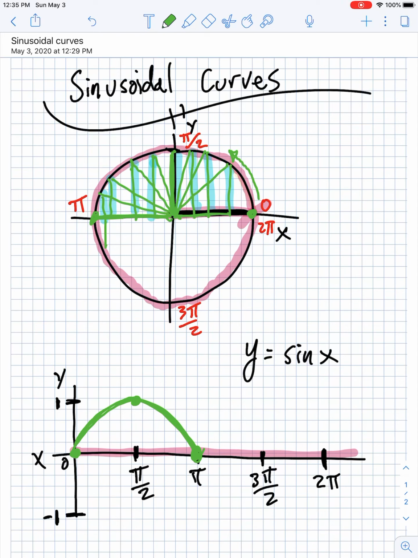When I dip into the negative quadrant, these triangles at first have very small negative heights, but then they get bigger and bigger negative heights. Small, bigger, bigger, bigger, until you get all the way to here, and then you have a very skinny triangle that has a height of -1. So as you travel from pi to 3 pi over 2, your sine value dips down to -1. That's the next part of our curve.